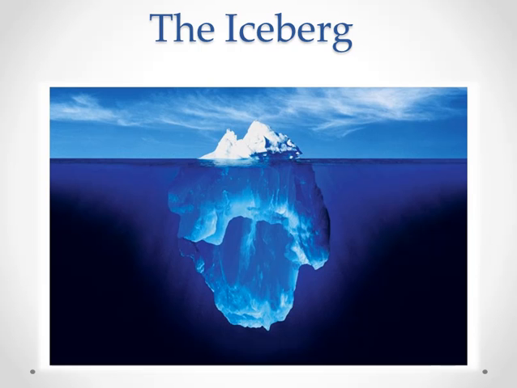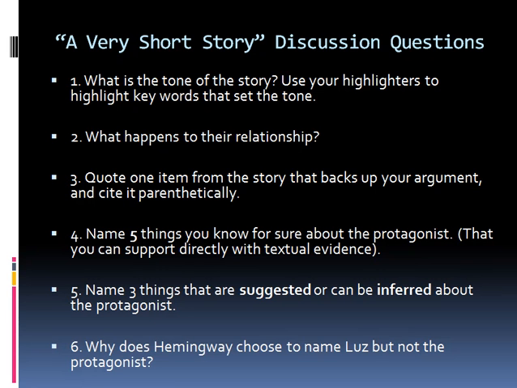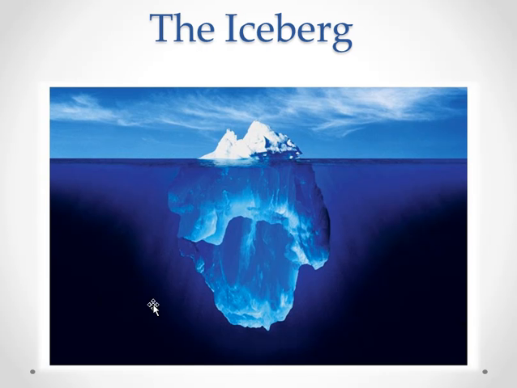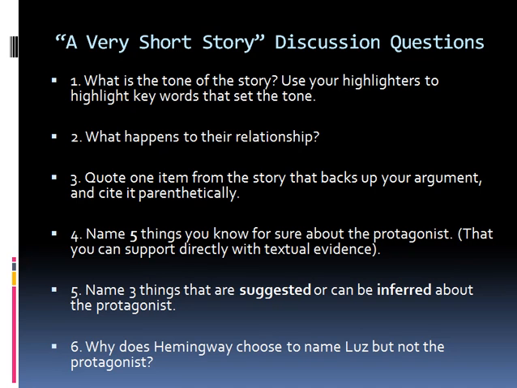Now, for number 5, name 3 things that are suggested. That's the bottom of the iceberg here, and that's quite a bit. It's suggested that he's an American. It's suggested that he's a soldier. It's suggested that this is all happening during World War I. Suggested that he's injured in battle. It's suggested that he and Luz are very, very much in love. And it's suggested that he's had his heart broken by Luz not agreeing to marry him and instead marrying the Italian major. So a lot of suggestions, not as much concrete evidence.